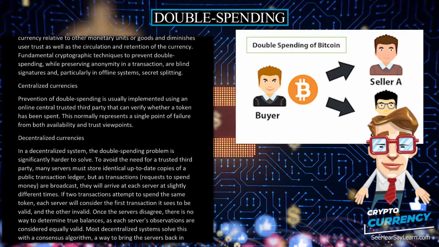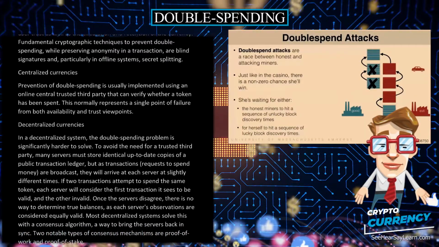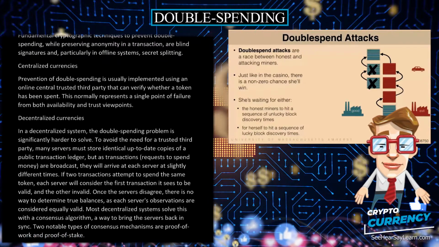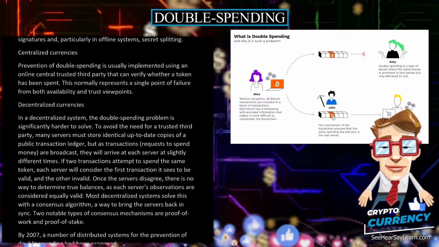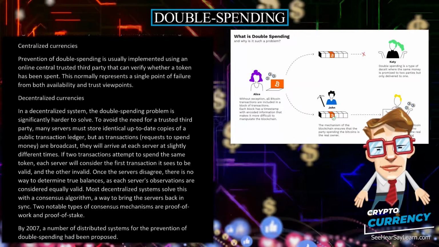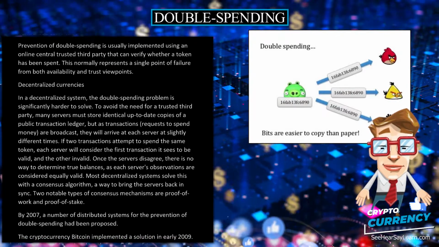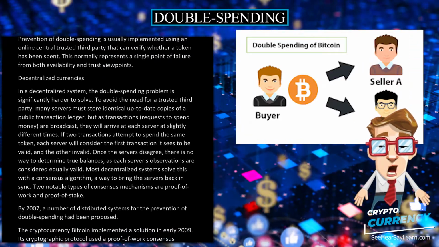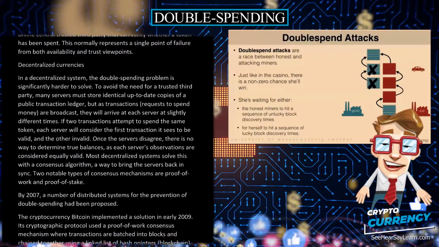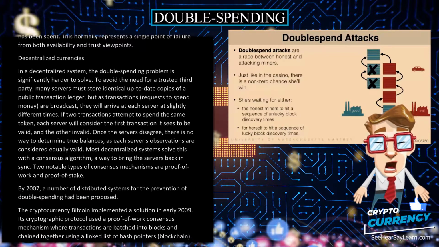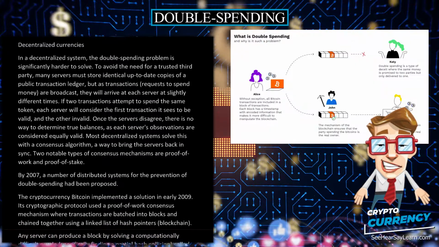Decentralized currencies. In a decentralized system, the double spending problem is significantly harder to solve. To avoid the need for a trusted third party, many servers must store identical up-to-date copies of a public transaction ledger, but as transactions, requests to spend money, are broadcast, they will arrive at each server at slightly different times. If two transactions attempt to spend the same token, each server will consider the first transaction it sees to be valid, and the other invalid. Once the servers disagree, there is no way to determine true balances, as each server's observations are considered equally valid.